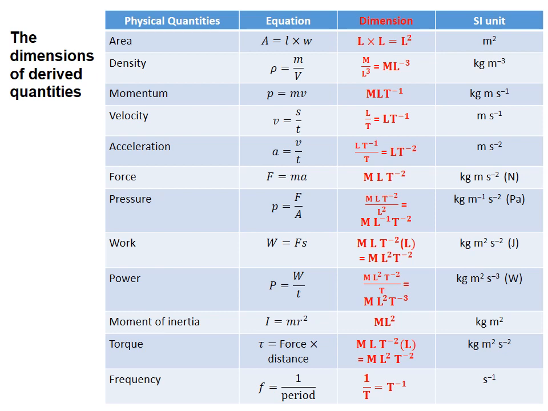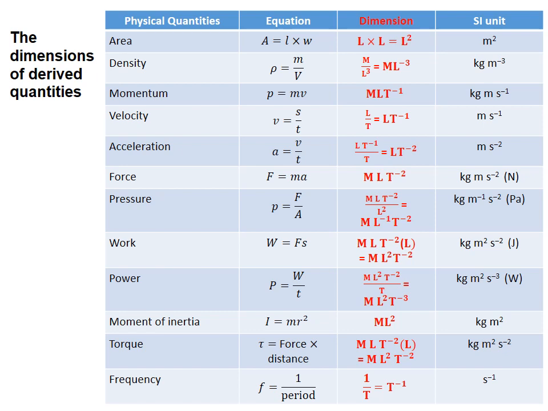The dimension of derived quantity. So as you can see in the table, there is an example of the derived quantity. First one is the area. Area's dimension is L times L. We have L square. SI unit is meter square.